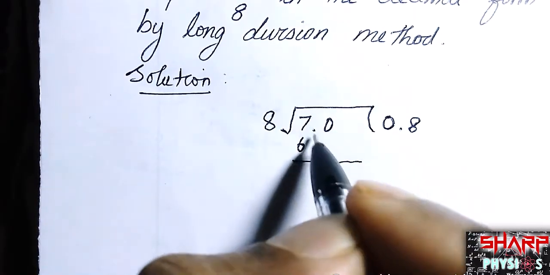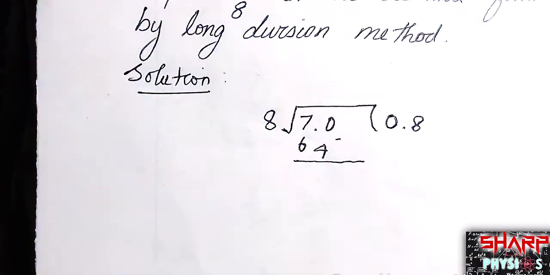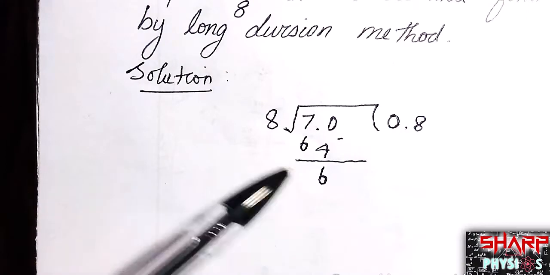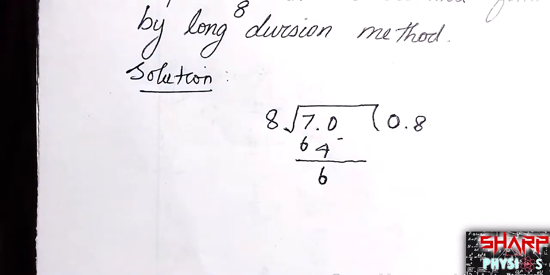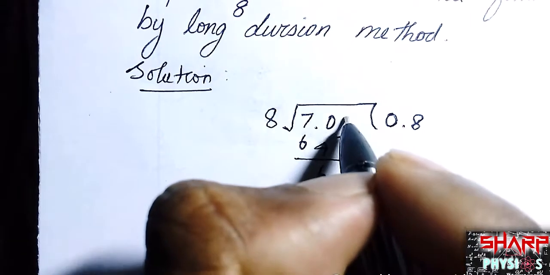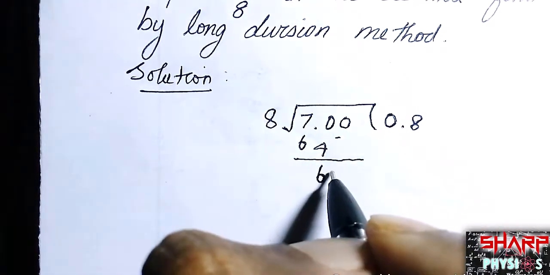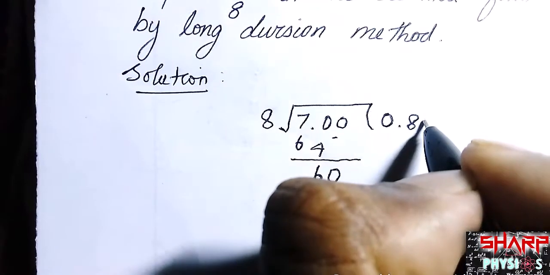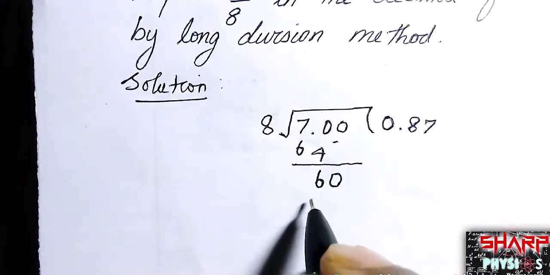Just subtract: 70 minus 64. How much will it be? It is 6. So 6 is less than 8. We need to add another 0 and bring this 0 down also. Now 8 5s are 40, 8 6s are 48, 48, again you can add one 8, so 8 7s are 56. So just put a 7 here and write it.